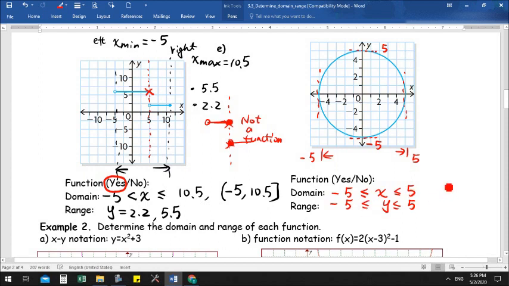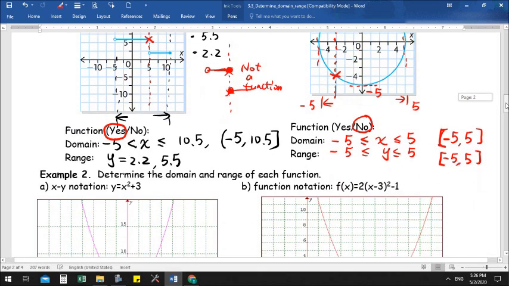Or you could write it in interval notation, so it's -5 with a squared bracket because you have the equal sign. This one also a squared bracket, comma, then 5. Okay, and let's see if this one is a function or not a function. We just draw a vertical line anywhere. You will see you have 2 points of intersection with the given graph, so this is not a function.